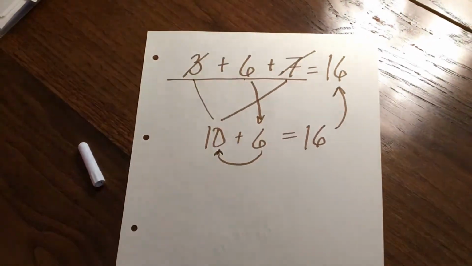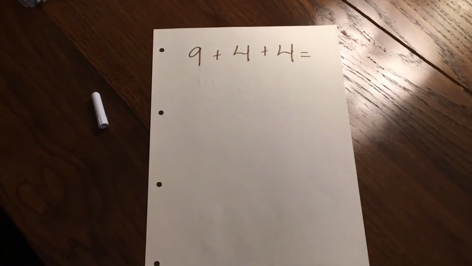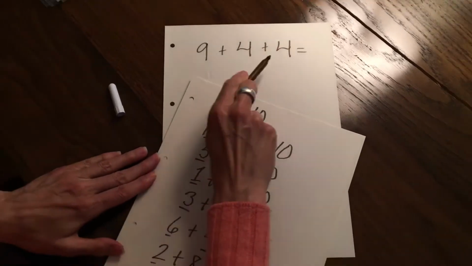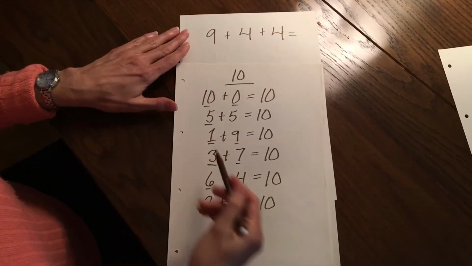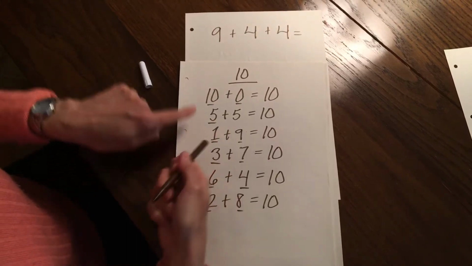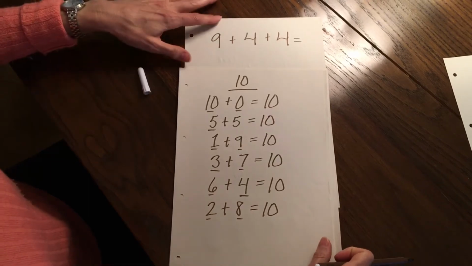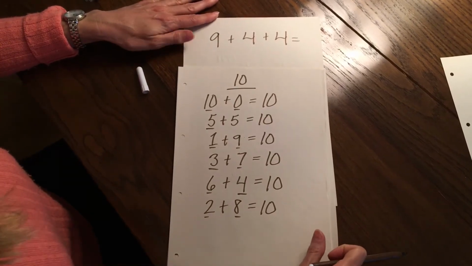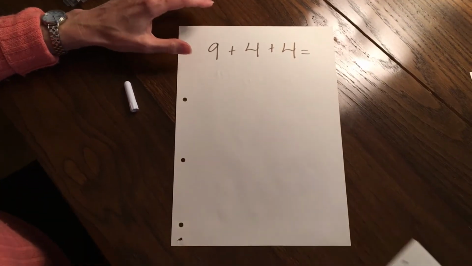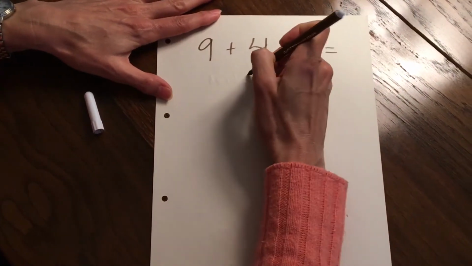Let's try another one. Okay, this one, ooh, this is a little trickier because there's no two numbers already here that make 10. Because 4 plus 6 makes 10, but there's no 6. 9 plus 1 makes 10, but there's no 1. So we've got to break apart a number. It doesn't really matter what number we break apart, but since 9 is so close to 10, I'm going to keep that one 9. I'm going to break this guy apart. I'm going to break the 4 apart into two numbers.